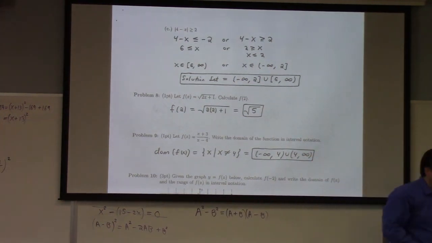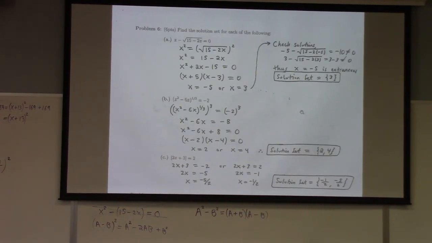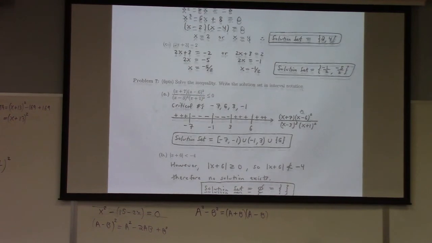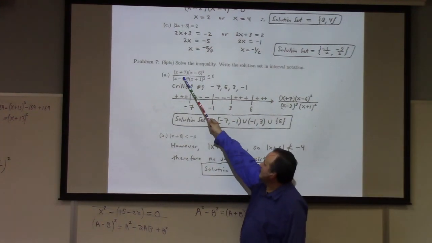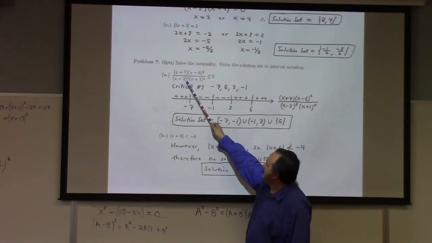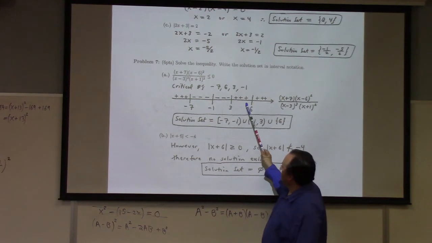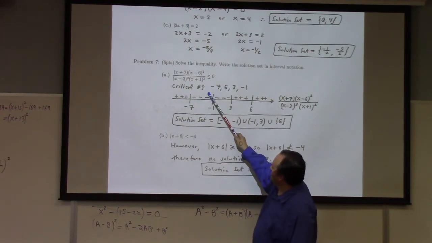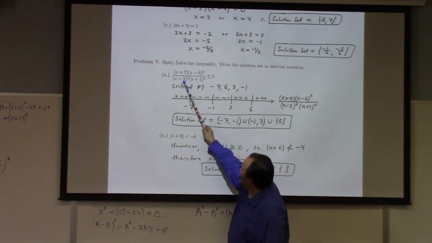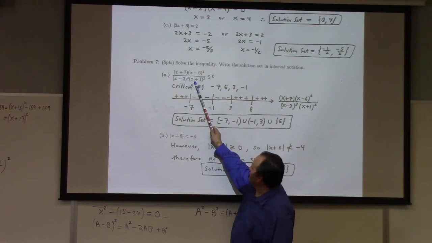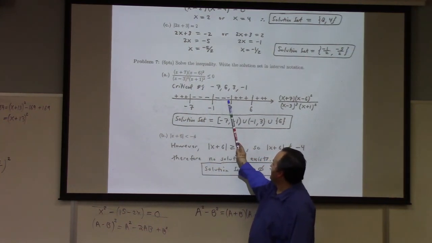Let me go back here. This one here, let's talk about this one here. So again, the critical numbers -7, 6, 3, and -1, you put them on the number line. You test, I plug in 0, for example. I've got 7, 36, -27, 1. So I've got plus, plus, minus, plus, which is a minus between -1 and 3.